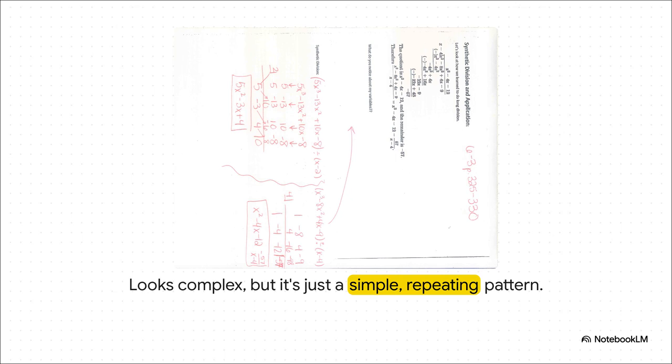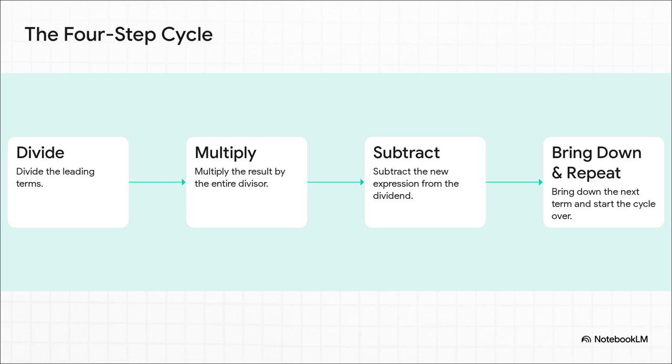Okay, I get it. You look at this and it seems like a total mess, right? But I promise you, it's not as chaotic as it looks. All this is a simple pattern that just repeats itself over and over again. And here's that pattern. The whole thing really just boils down to these 4 steps. You divide, you multiply, you subtract, and then you bring down the next piece. That's it. Just get that cycle in your head. Divide, multiply, subtract, bring down. You just keep doing that until there's nothing left to bring down.